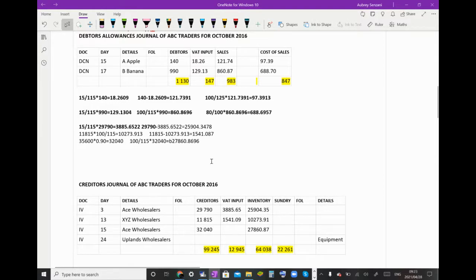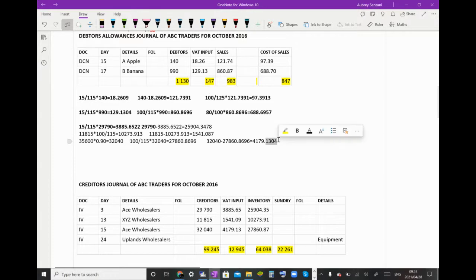And then we just want to quickly deduct. This is 32,040, to get the VAT amount. Plug that in there.